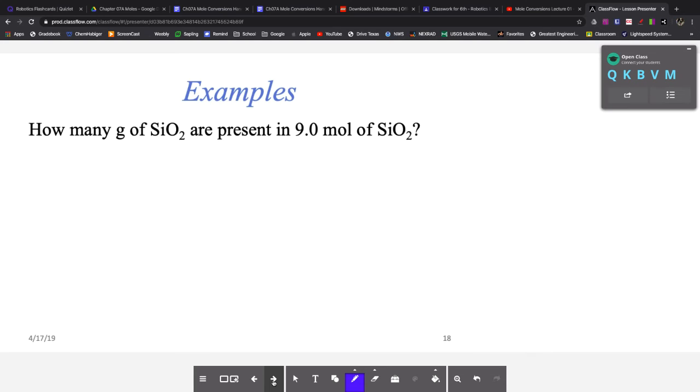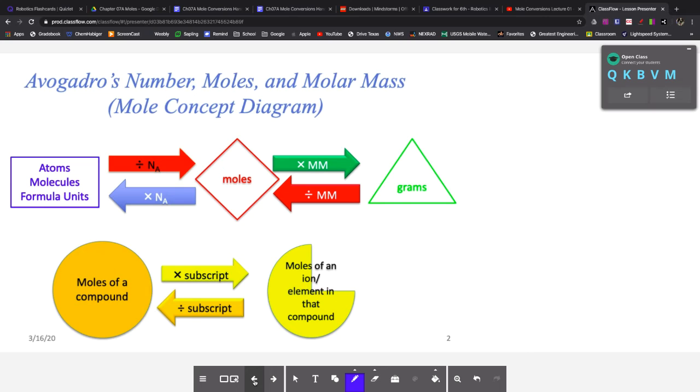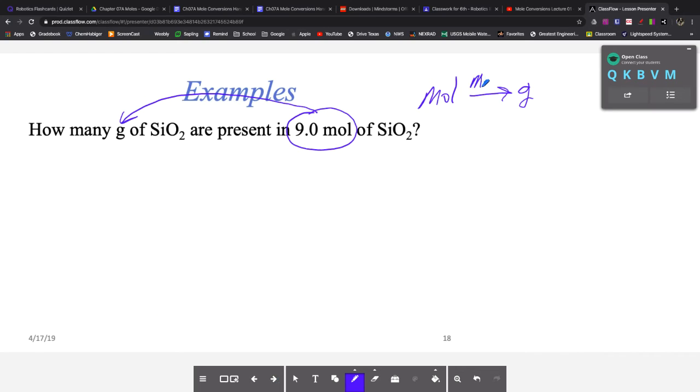Next problem. How many grams of SiO2, silicon dioxide, are present in 9.0 moles of SiO2? So we're given moles and we want grams. So we're changing moles into grams. So I want to go from moles to grams. So we go back, look at our graphic. If I'm going from moles to grams, that means I have to follow the top arrow, which means we're going to be multiplying by the molar mass. So I'm going to be using molar mass for that.